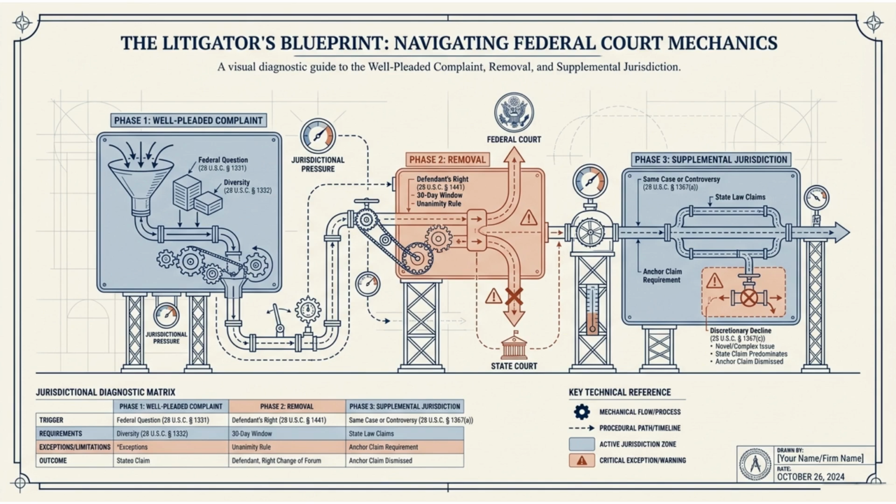First, ask whether the plaintiff's own complaint establishes federal subject matter jurisdiction. Second, if the case began in state court, ask whether the defendant can properly remove it to federal court. Third, once a federal anchor claim exists, ask whether related state law claims may come along under supplemental jurisdiction. Emphasize that federal court access is not automatic. Every step has gates, exceptions, and timing limits.